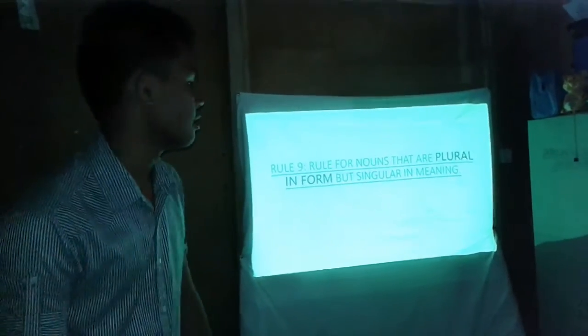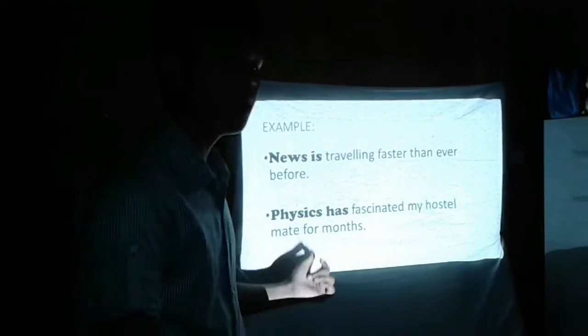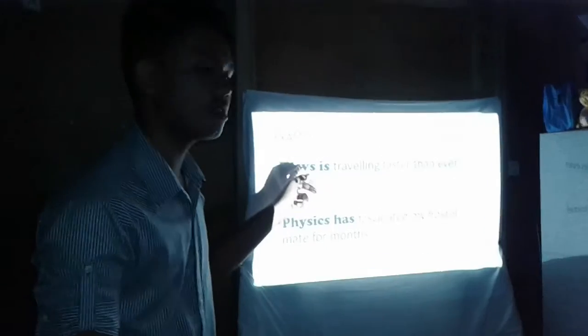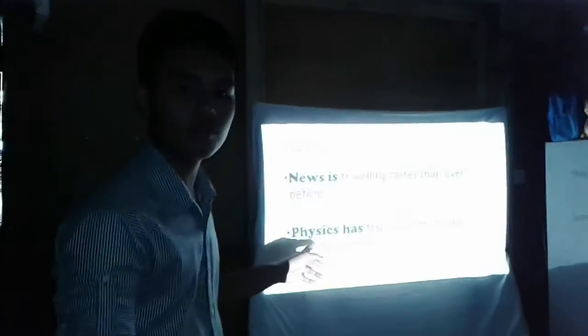Next rule. Rule number nine, rule for nouns that are plural in form but singular in meaning. For example, news is traveling faster than ever before. Physics has fascinated my housemate for months. News here is referring to a program on television. The news here is in plural form but singular in meaning. So news corresponds to a singular verb. And the same goes for the second example.